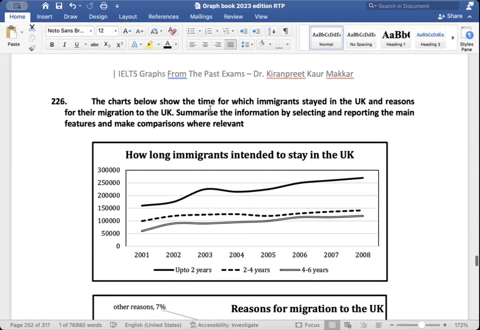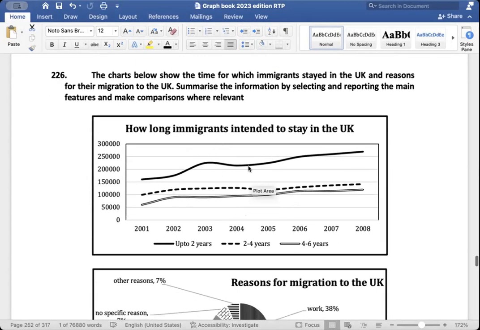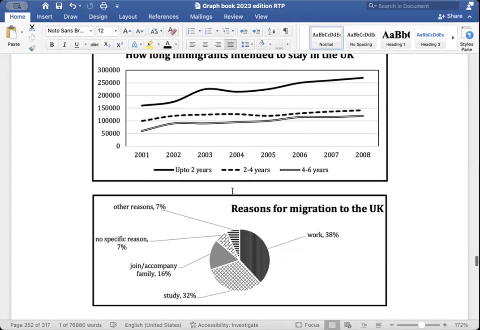The charts below show the time for which immigrants stayed in the UK and reasons for their migration to the UK. Okay. Now here it is how long they stayed in the UK. And this is why they went to the UK in the first place. Reasons for migration to the UK. I would like to teach you 3 words here. This is a general vocabulary. It should be there for all of you. So let me teach you those 3 words.